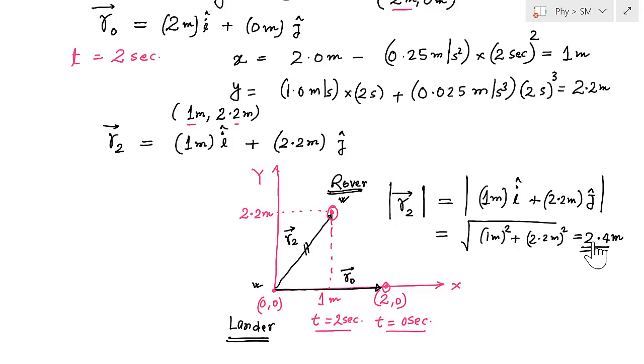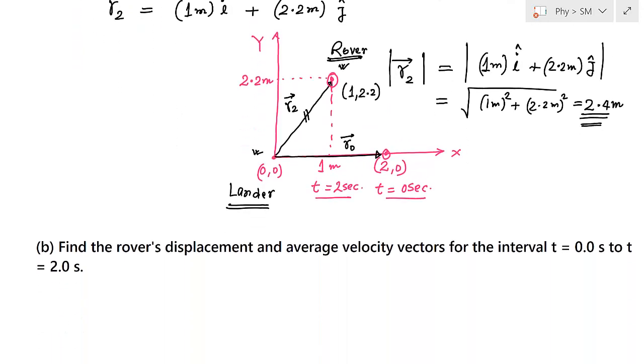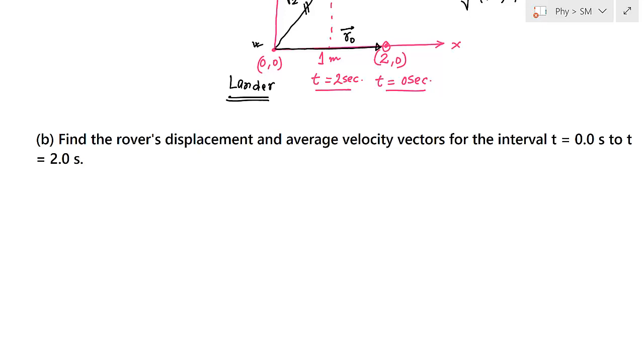And what are the coordinates? The x coordinate is 1 meter and the y coordinate is 2.2 meter. So this is the coordinate and this is the distance of the rover from the lander. This is part 1. Now the second part of the problem says, find the rover's displacement and average velocity vector for the interval t equals 0 second to t equals 2 seconds.